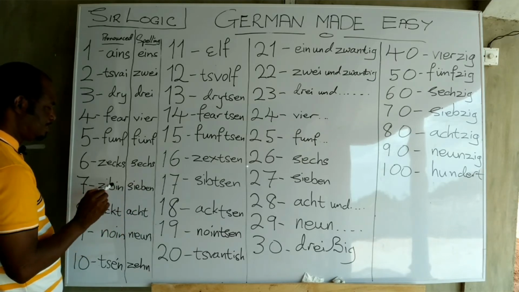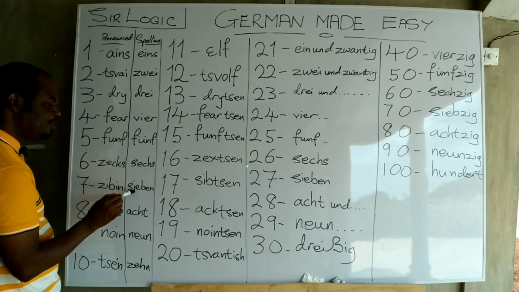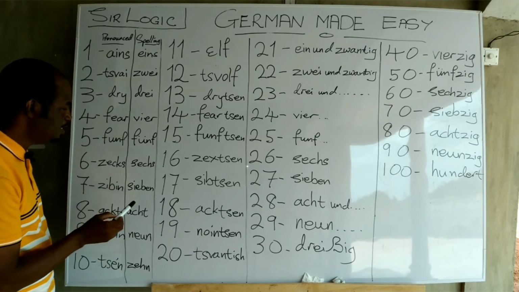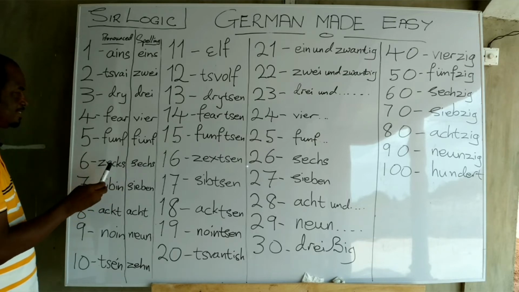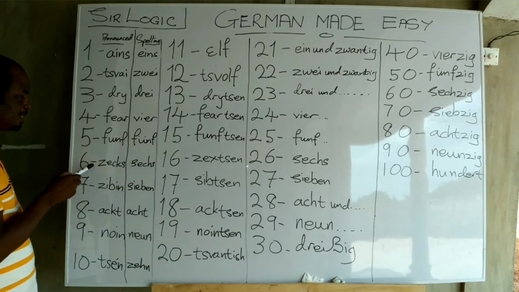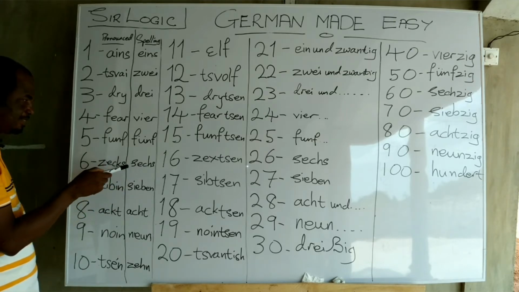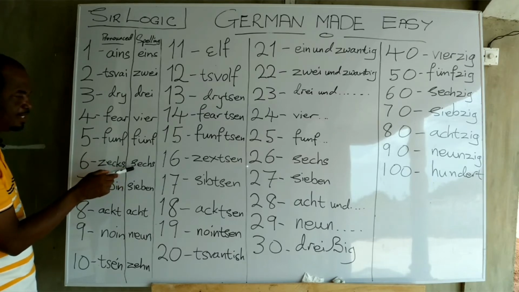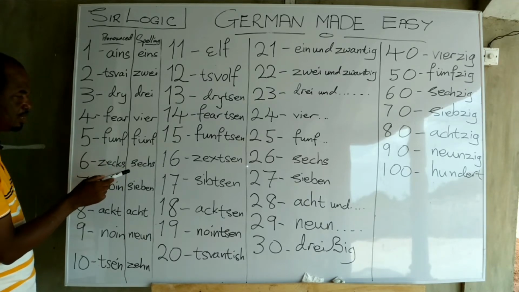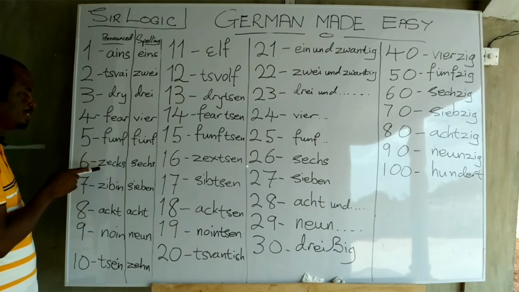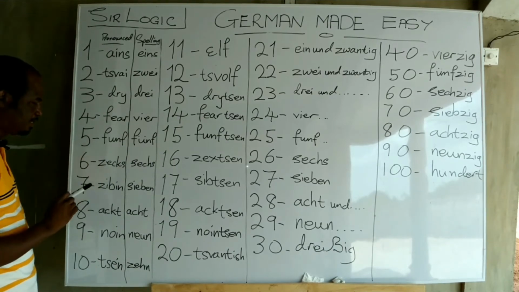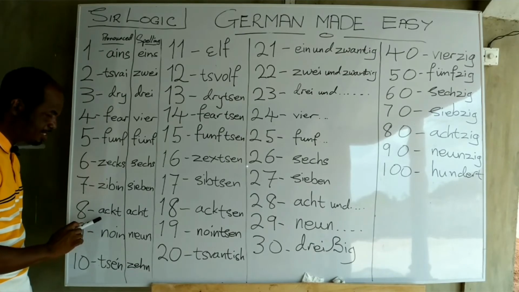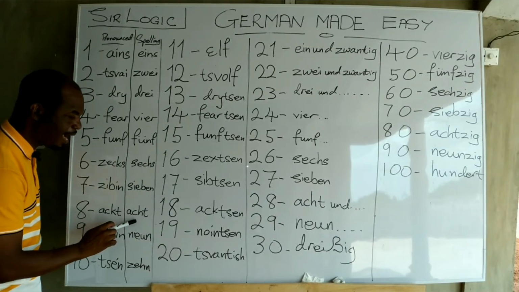So the S is pronounced Z. Don't say sieben, say sieben. Six, you say sechs. The 6, you don't say 6. You say sechs. When you see this, you might say sech, which is wrong. So sechs, this is how it is pronounced actually in German. Sechs. Sieben. Acht. It's pronounced acht.